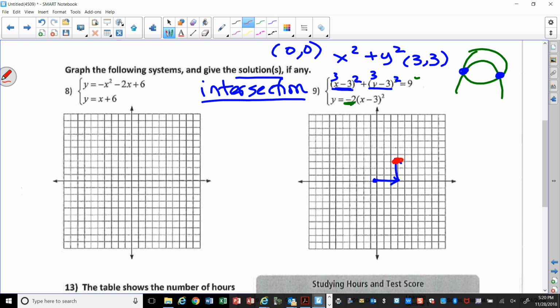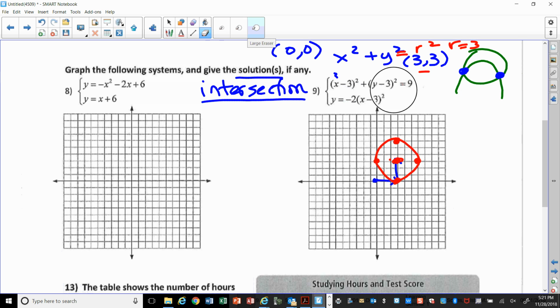All right, and then this is r squared, right? So I'm going to take the square root of 9, which is 3. So the radius is 3. So I'm going to go 1, 2, 3 to the right, 1, 2, 3 up, 1, 2, 3 to the left, 1, 2, 3 down. And then I'll just kind of connect those as best I can. And that is my circle. Okay?